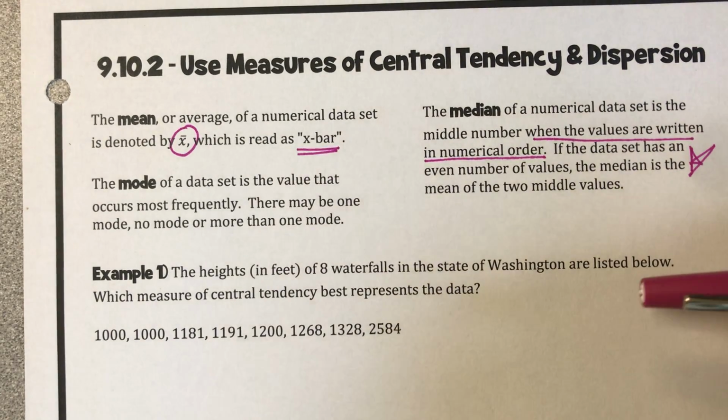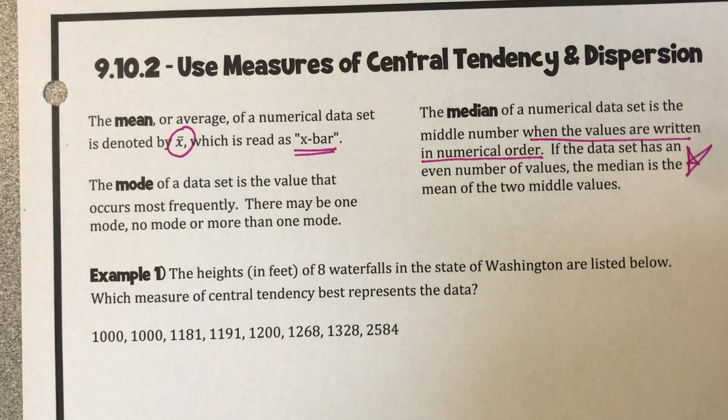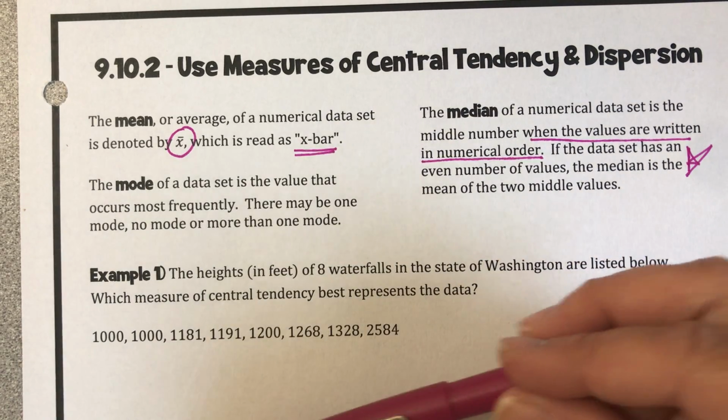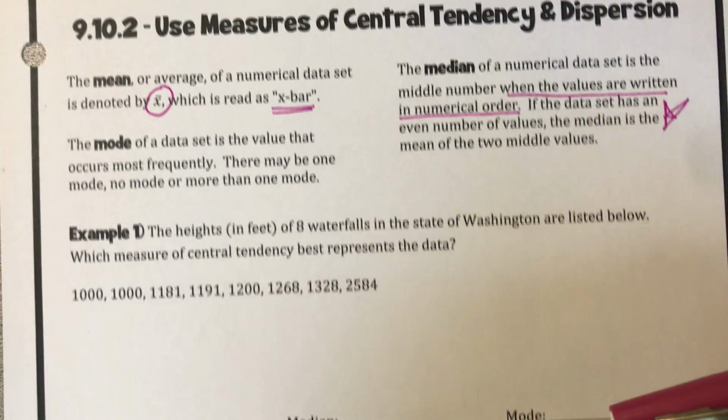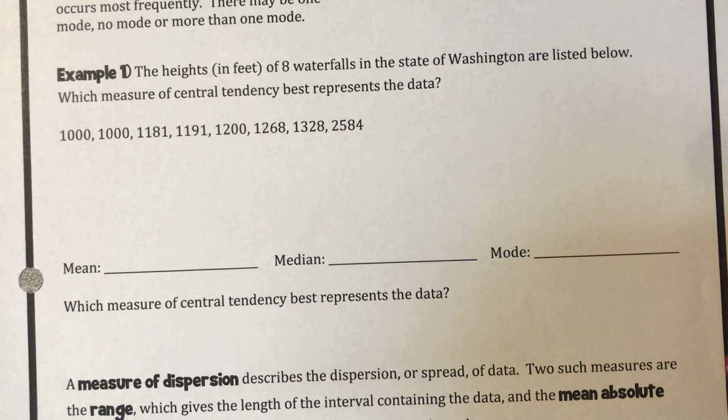values. So let's talk quickly about this first example, which is the heights of 8 various waterfalls in the state of Washington. So let's go ahead and find the mean, median, and mode, and then talk about which method or measure best represents the data.